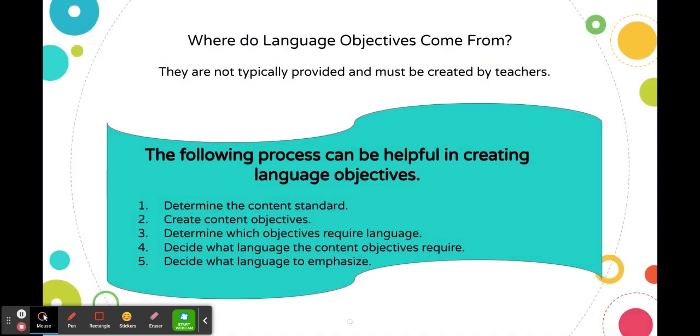Where do language objectives come from? They are not typically provided and must be created by teachers. The following process can be helpful in creating language objectives. Step 1, determine the content standard. Step 2, create content objectives. Step 3, determine which objectives require language. Step 4, decide what language the content objective requires. And step 5, decide what language to emphasize.